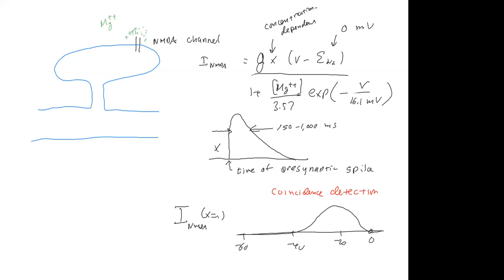Okay, you need the postsynaptic neuron to fire, because when there's a spike, so eventually this goes, let's extend this, not really drawing to scale, but eventually it goes to the soma. And when a spike is generated, so a spike in the soma, propagates backwards into the dendrite.